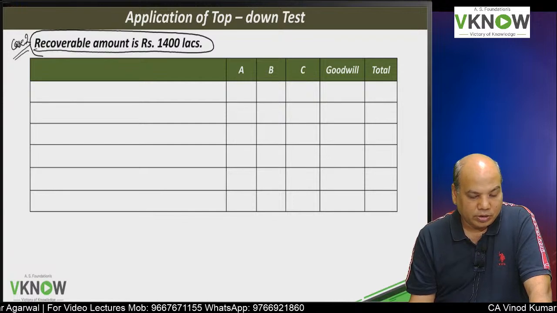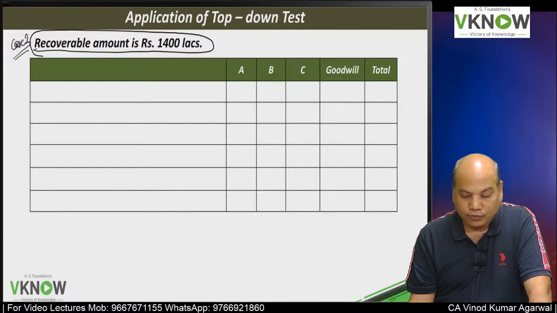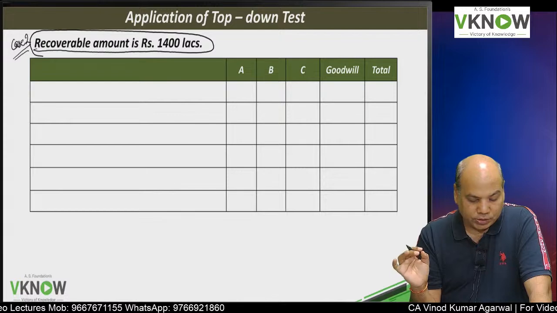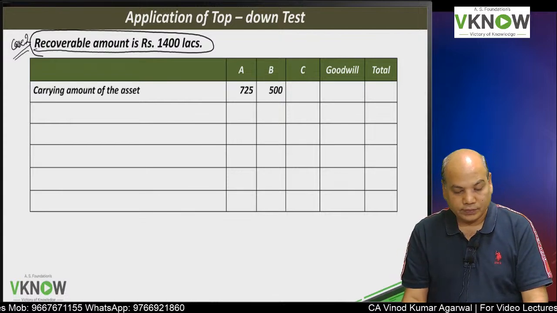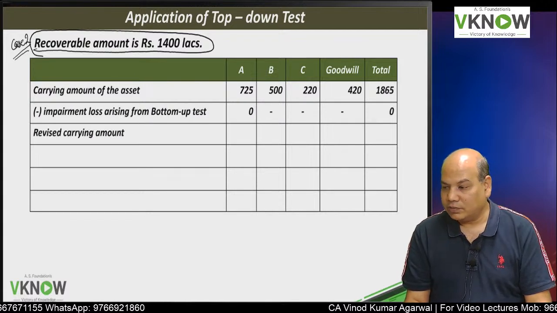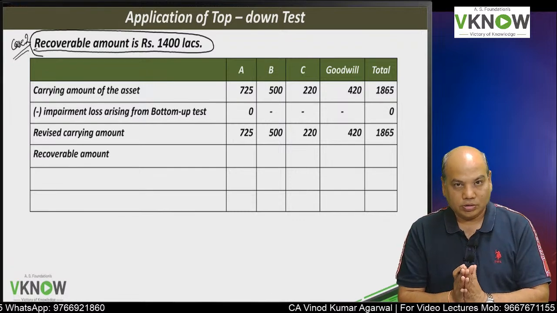Suppose recoverable amount is 1400 lakh. Write down. Before the table starts, write down recoverable amount is suppose 1400 lakh. Now let us see what happens. First 3 lines please copy again. I have added one question from my side, so you should thank me.